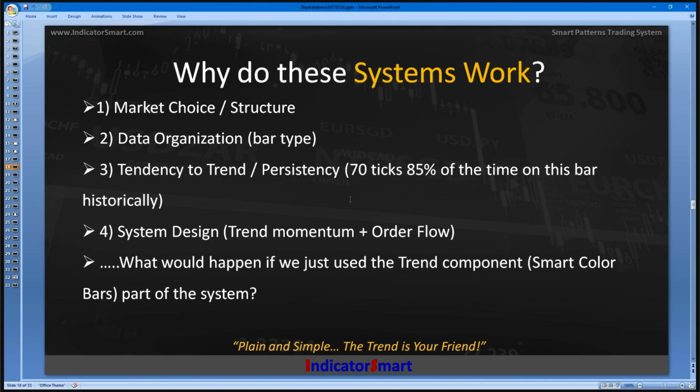So why do these systems work? Well, number one, we choose a market that trends. We choose a market that's got good structure. The daily ranges are small compared to the alternations within the bars. We get a bar that, if it's closing at the high or the low, helps us to know something about what's happening in the market. And we also choose a bar that is sensitive to lead outs and order flow and things like that.